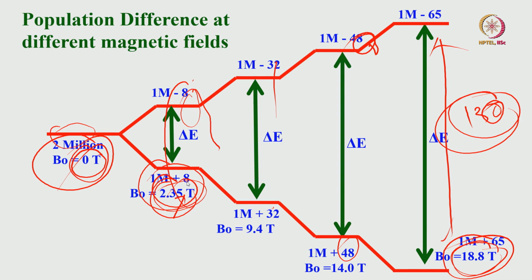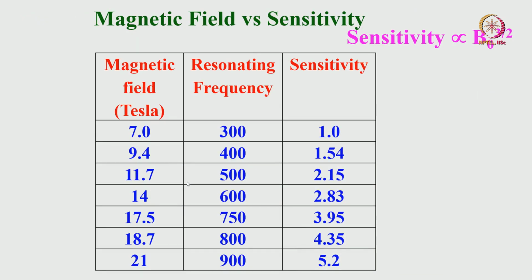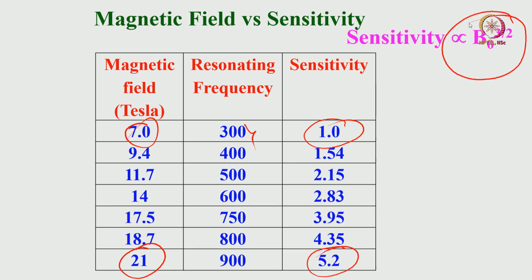As we go ahead, I will show you how when we record the spectrum at different frequency, we will get better sensitivity and better resolution. So this is the magnetic field sensitivity, how it changes with the magnetic field versus sensitivity. At 7 Tesla, resonating frequency is 300, let us consider sensitivity as 1 for my reference as a calculation. I go to a magnetic field 3 times larger, sensitivity is 5.2 times more, because the sensitivity goes by B naught to the power of 3 by 2.